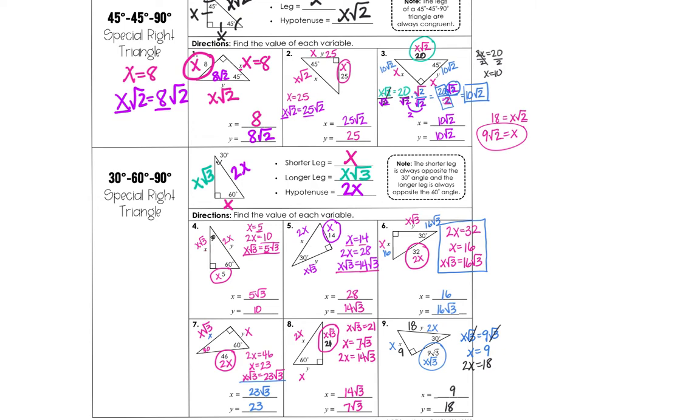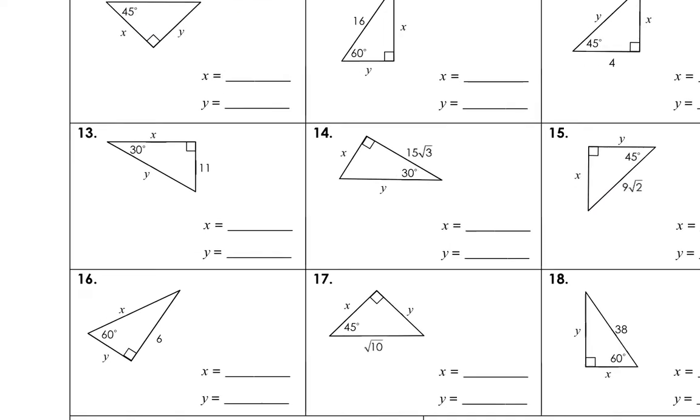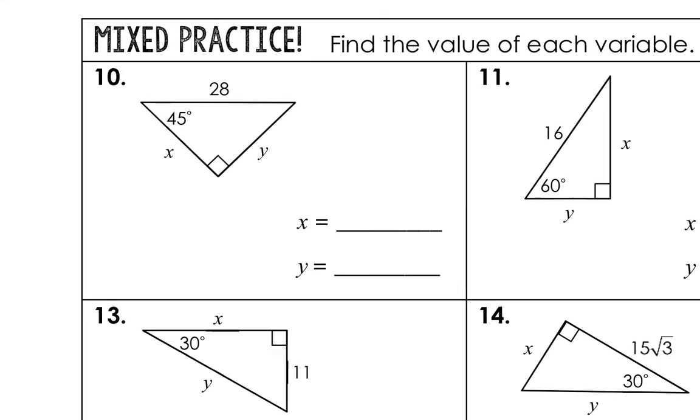Questions? All right. So here on the back, now it is all mixed up. So you have to make sure you are labeling with the right labels. So identify what kind of triangle it is.